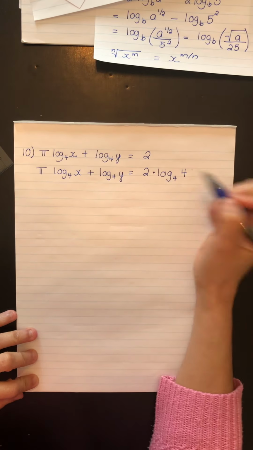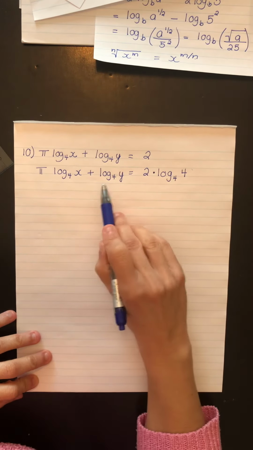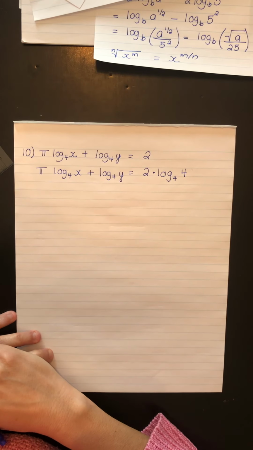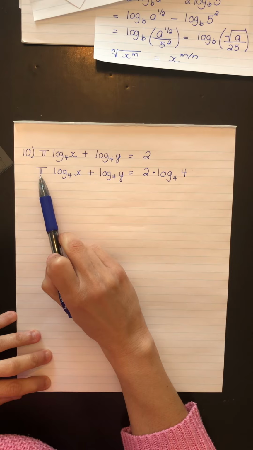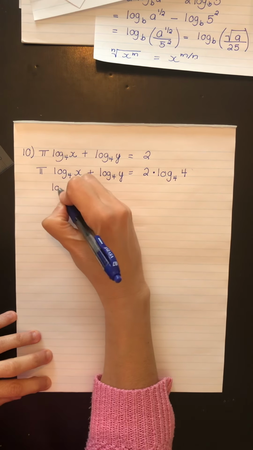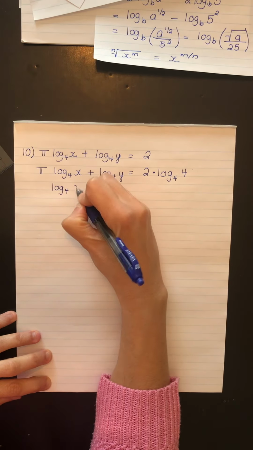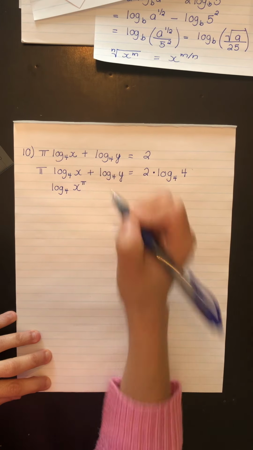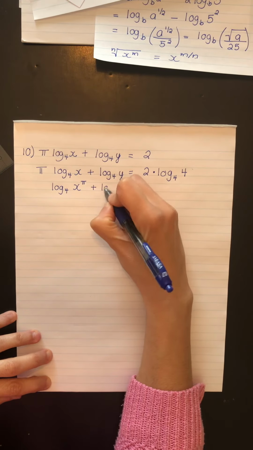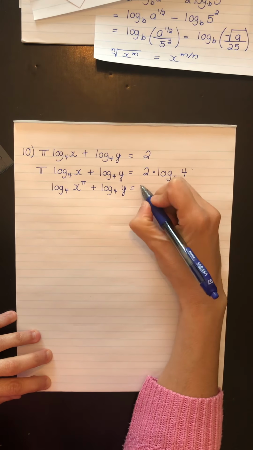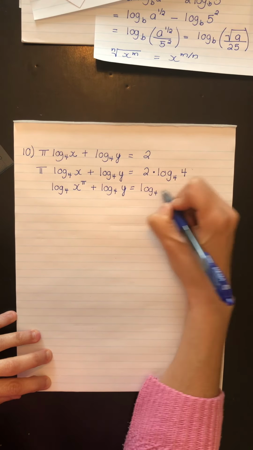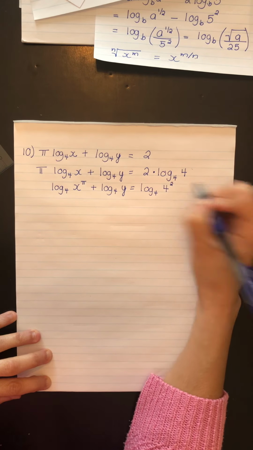Okay, and that is helpful because now we have all logarithms. Let's move the coefficients. This is a coefficient of pi. Pi is just a number. So we begin by making it x with an exponent of pi. Similarly, now here, this becomes 4 with an exponent of 2.